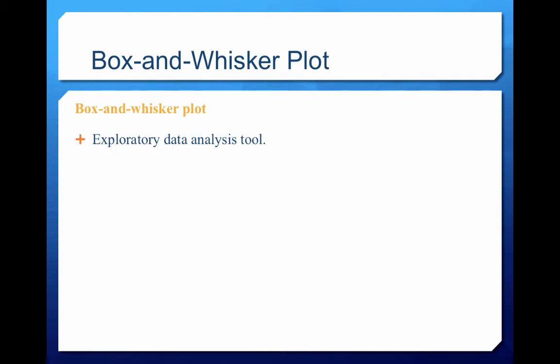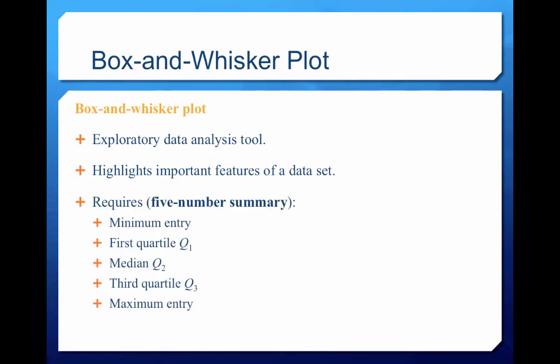All right, let's talk about how we're going to do a box and whisker plot. The box and whisker plot's actually pretty helpful. It highlights important features of a data set, all right, and because it requires a 5-number summary. So when we get a box and whiskers plot, or rather when we make one, we're going to be able to quickly see the minimum, the first quartile, the median, the third quartile, and the maximum. It's also going to give us an idea of how our data is distributed.